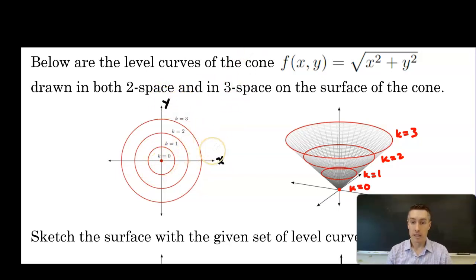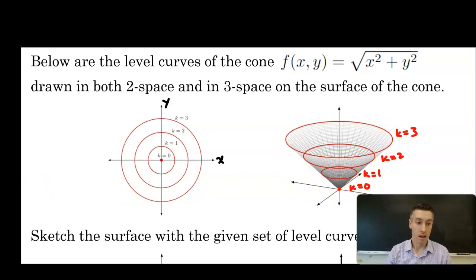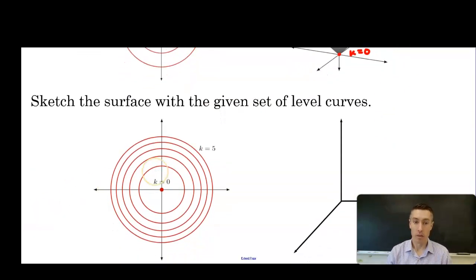Now, because they're evenly spaced, as we go and stack them back up in 3-space, it's going to create the surface of a cone. In comparison to the example below, we still have circular level curves. Notice they are now not evenly spaced. So how is that going to change the surface in 3-space?